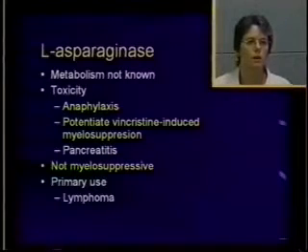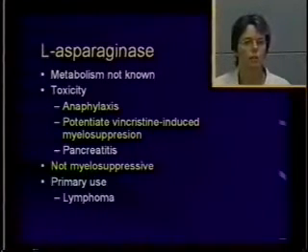As we mentioned before, it is thought to potentiate vincristine-induced myelosuppression. The thought is that it may affect hepatic metabolism, slowing the metabolism of vincristine by the liver, and so it may prolong the circulating levels of vincristine such that we see a higher toxicity effect. It has been reported to cause pancreatitis. This is very uncommon, but I would not recommend giving it to an animal that you know has had pancreatitis in the past.